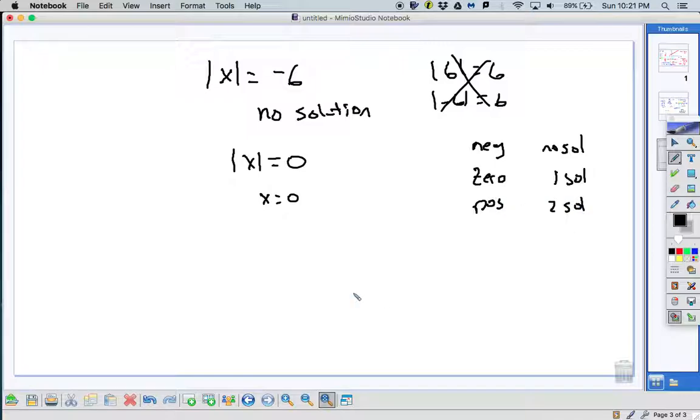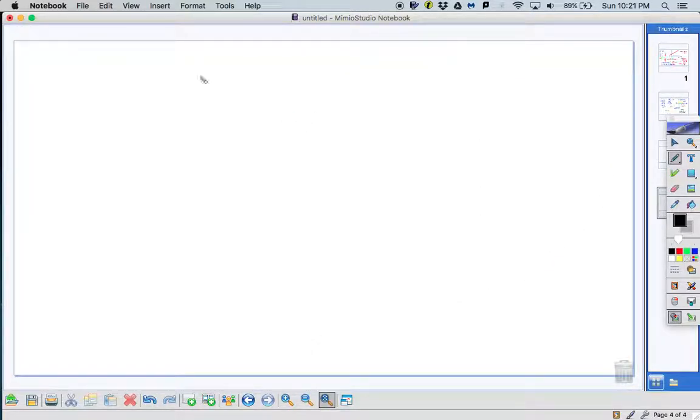All right, let's look at some other examples. Let's make it a little bit more difficult. Let's say that I have the absolute value of x plus 1 is equal to 5. Well, the first thing I'm going to look for is see whether or not it's possible, and 5 is a positive number, so it is indeed possible. But now I got an arithmetic problem, so I got to do something.